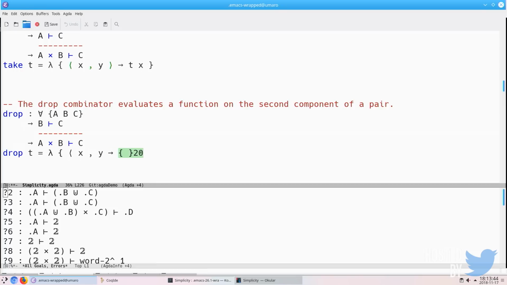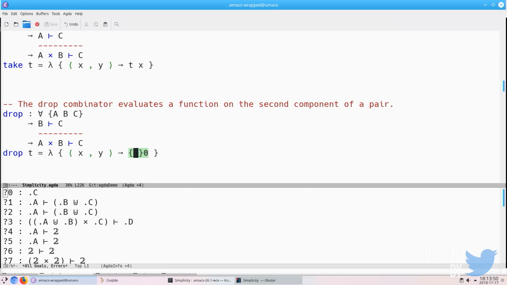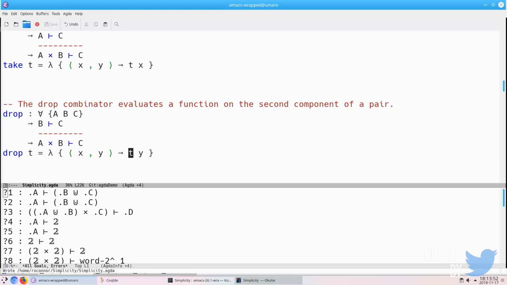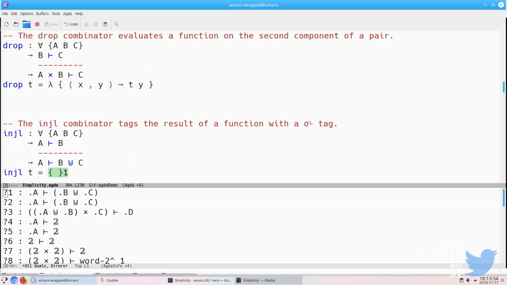We turn this input into a pair by pattern matching and infer the rest, right? So we run the combinator on the second component. The left injection combinator, inj_l, right?